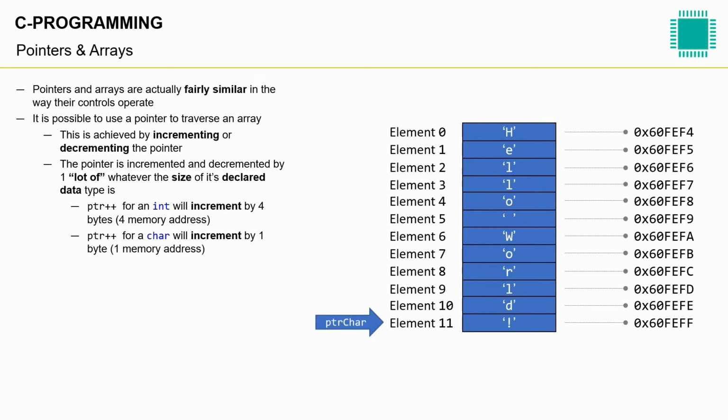So let's have a look now at how this would look in code and all the fun things we can do with the information that we have now, which is that a pointer can be used in order to traverse an array.